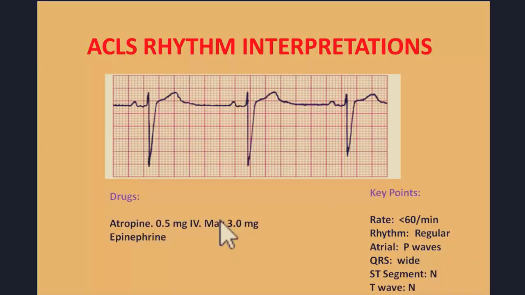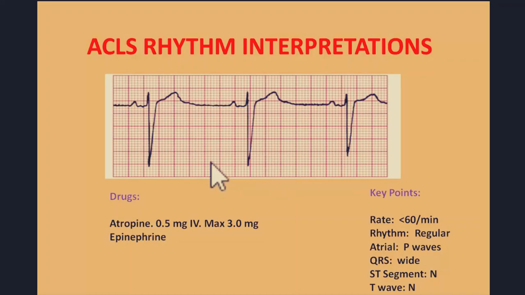Okay, let's look at here. And here we have a rate which is less than 60. So if you look at here, 1, 2, 3, 4, 5. That will be, here it will be 60. Here this is like 55. So rate is definitely below 60. We also have a PR interval which is about 0.2 seconds, which is at the upper limit of the normal. And we have, of course, what looks like a wide QRS complex. So this is an example of a bradycardia.